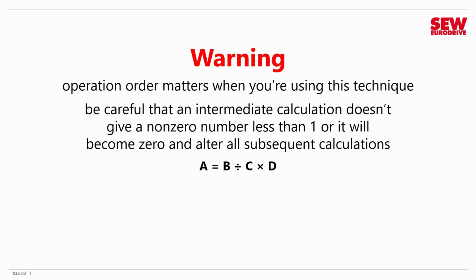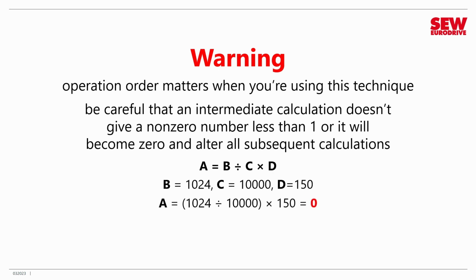Let's just take a very simple formula. A equals B divided by C times D. And let's say we have some numbers like B is 1,024, C is 10,000, and D is 150. If I calculate in this order using integer math, I take 1,024 divided by 10,000, that would normally be a fraction. But since we don't have fractions, it just goes to 0. And then 0 times 150 is 0. And that is very definitely not even close to the right answer. See, we allowed ourselves to get into a calculation that resolved to 0.